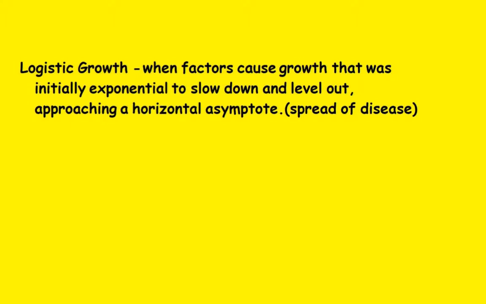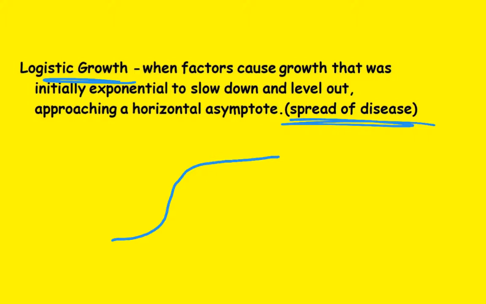Here's a different kind of growth that you probably have not encountered yet. So it's logistic growth. And that's going to happen when it grows exponentially at first, and then it slows down and levels out, approaching a horizontal asymptote. And the reason this could be is like the spread of disease, because the disease spreads so far that then there's nobody else to spread to, so it has to slow down. Or like bacteria growing in a culture because the food that it eats just runs out. So we're going to use this one now as well.